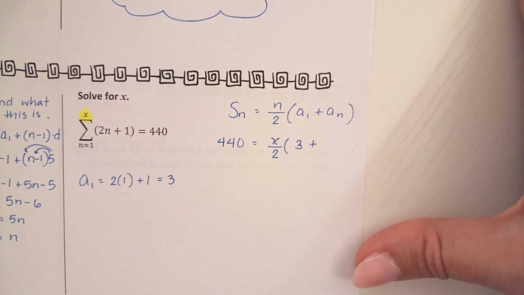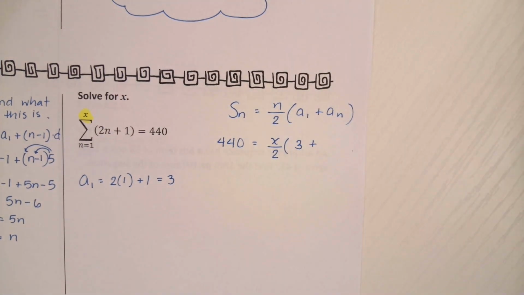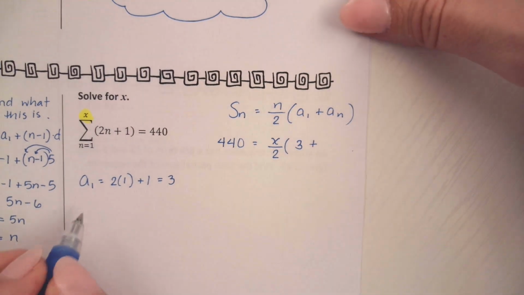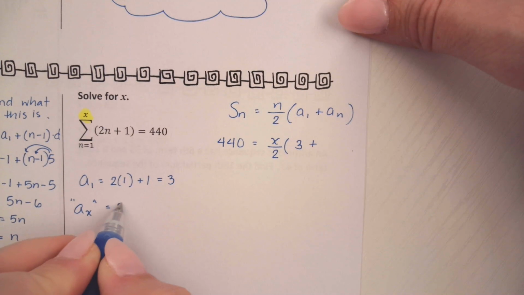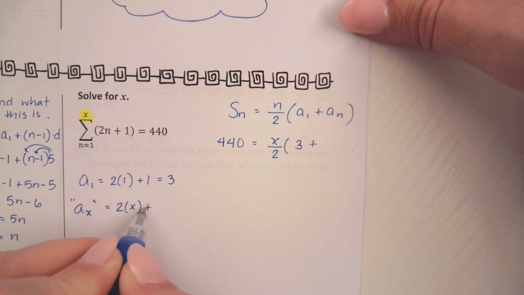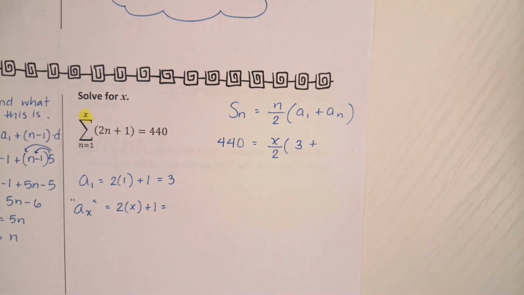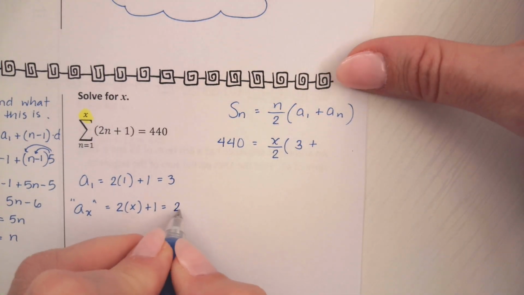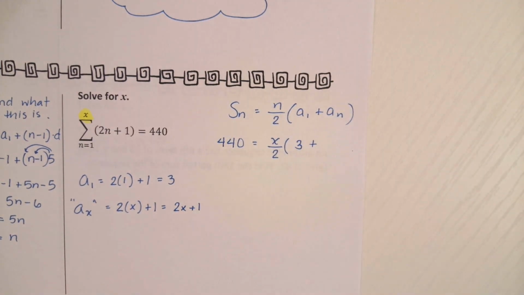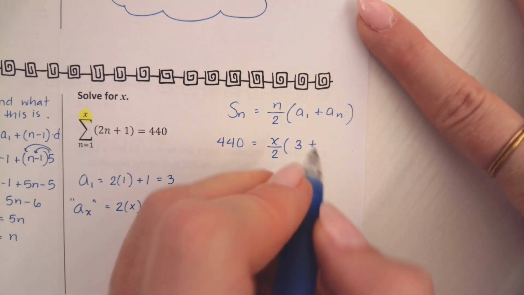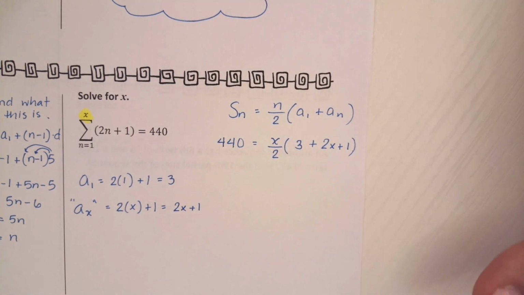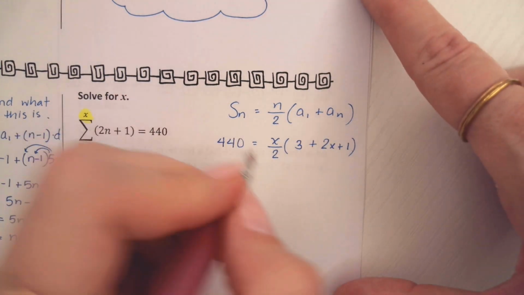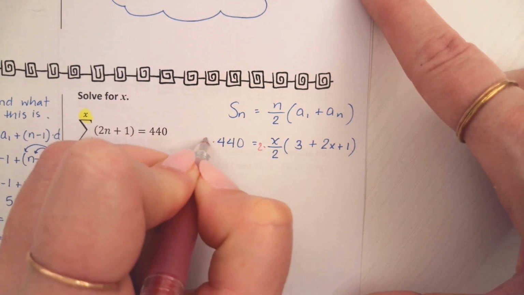Okay. And we can technically find the ending term also. The ending term is just going to have an x in it. So my ending term would be a x. And just plug in an x, so it would be 2 times x plus 1, which is just 2x plus 1. So we're going to plug that in for an, 2x plus 1. Okay. Let's see what we can do to simplify. Yeah, you can multiply by 2 and get rid of that fraction.